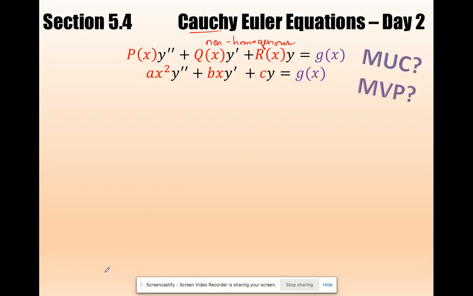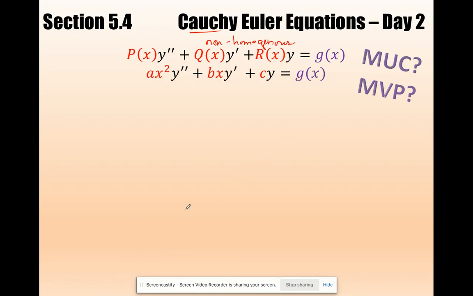Our go-tos were the method of undetermined coefficients and the method of variation of parameters, right? Method of undetermined coefficients was for when we had a linear combination of polynomials or e stuff or sine and cosine, right? Method of variation of parameters, we could do with any of those, but also for other kind of weird functions. But sometimes that would mean we would have to leave our answer in terms of an integral. So not ideal. So we always would try the method of undetermined coefficients first, hope for that, right?